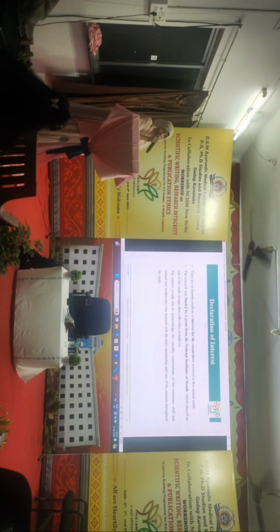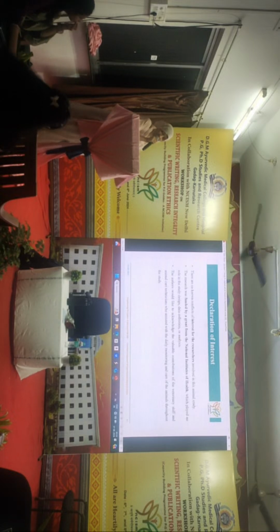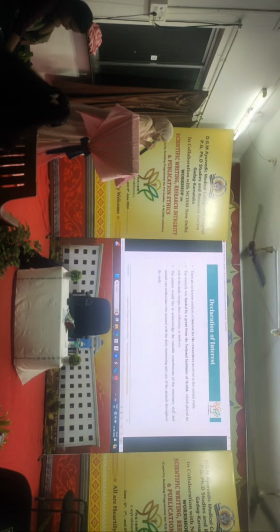So declaration of interest. There are no conflicts of interest for the researchers. At the last, you have to write down this sentence as declaration of interest and also who has funded this research. And you have to acknowledge the authors and whoever have contributed for the study, for the trial. You have to write down. Next.